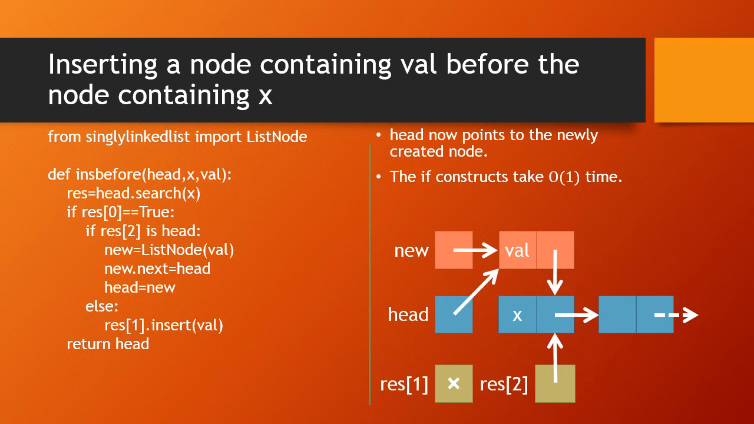So the user who gets the head pointer gets a singly linked list in which the node containing val is before the node containing x.